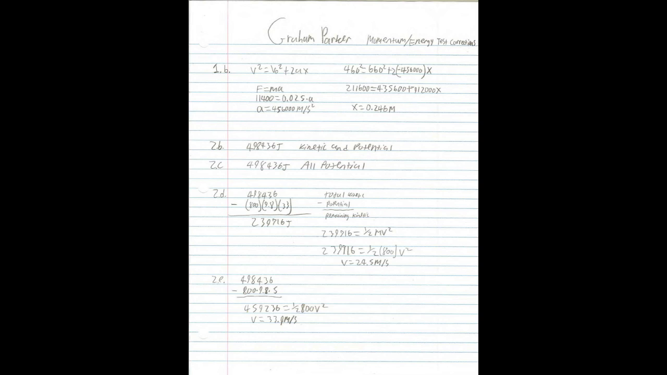239,716 joules. And then you set that equal to 1 half mv squared and solve for v, and you get 24.5 meters per second. E asks how fast is the car going when it reaches the bottom of the loop? So you do the same thing as the last question, but you use 5 as the height instead of 33. So you do 498,436 minus 800 times 9.8 times 5, and you end up with 459,236. And then you set that equal to 1 half mv squared and solve for v, and you get v equals 33.9 meters per second.